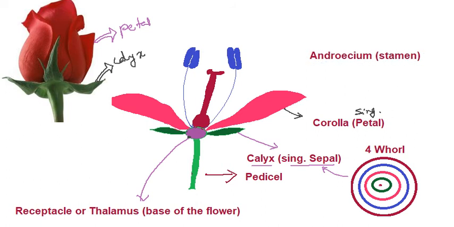Okay, so what we see is, the one in blue that we can see over here is the androecium for us. Now the androecium contains two basic parts, the anther and the filament. Together they make the stamen, and lots of stamens collectively are known as the androecium. So this androecium is the male reproductive part.